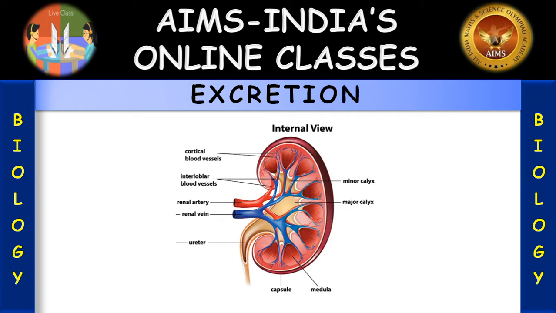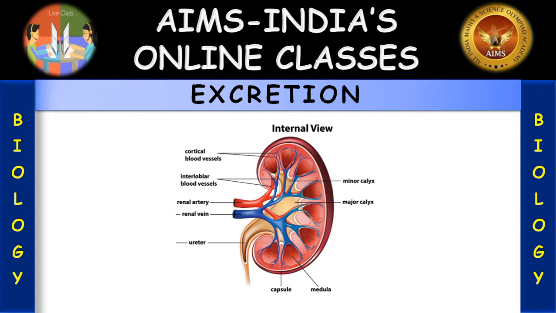The formation of urine involves four main steps or four main stages. What are they? They are glomerular filtration, number 1, tubular reabsorption, number 2, tubular secretion, number 3, and the fourth step is concentration of urine.